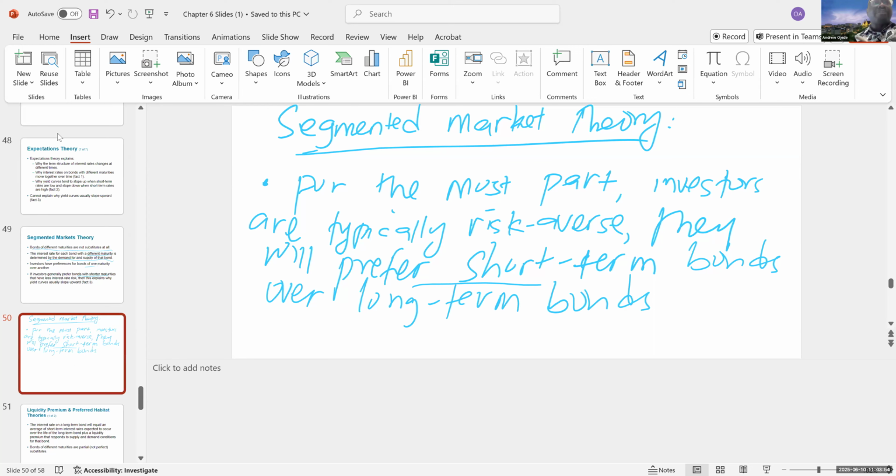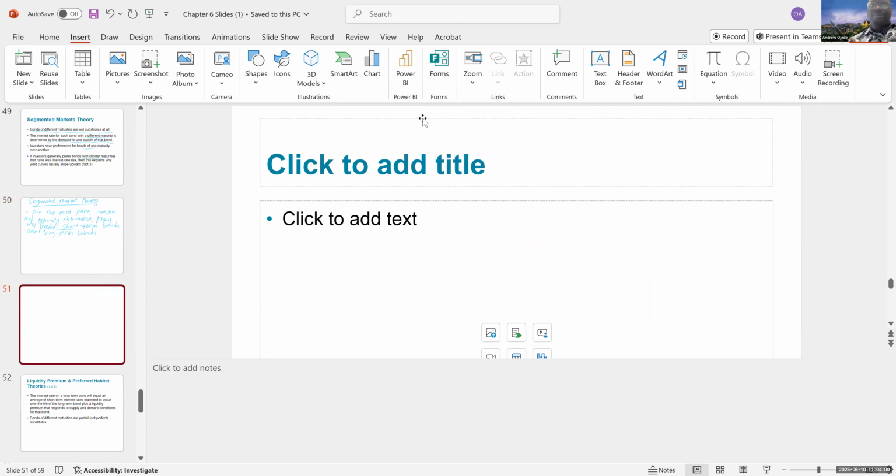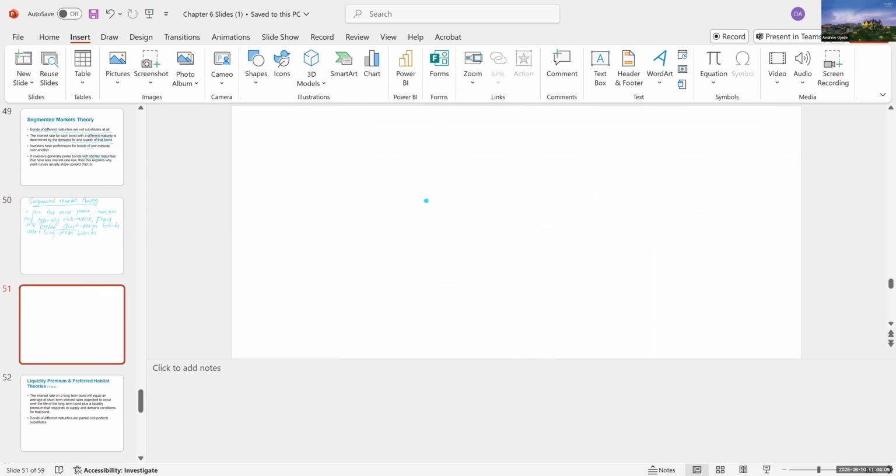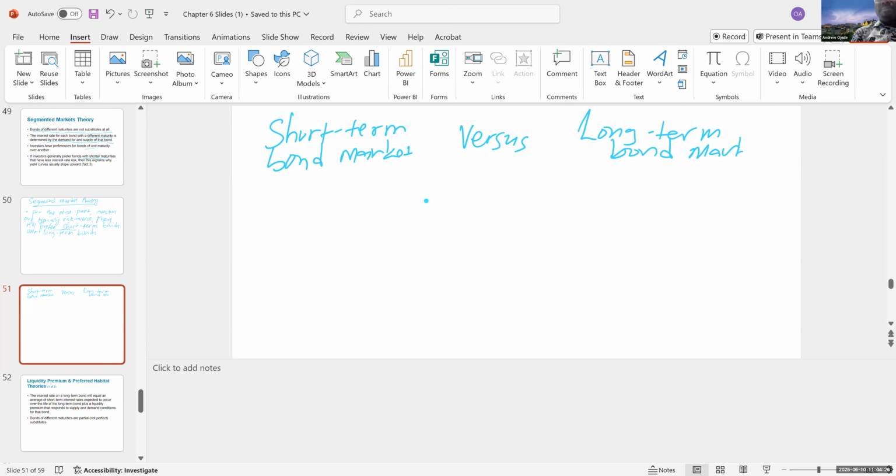So if that's the case, we can draw the market here to represent the two bond markets. Let's say there were two types of bonds here. We have the short-term bond market versus the long-term bond market. Short-term, I mean bonds that mature in like 1 to 5 years. Long-term could be like 15, 10, 20 to 30-year bonds.